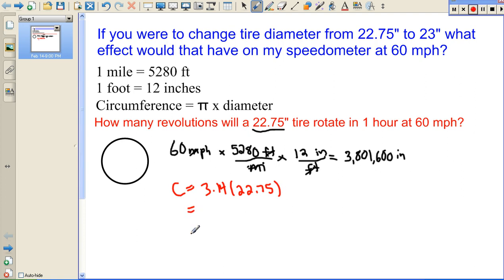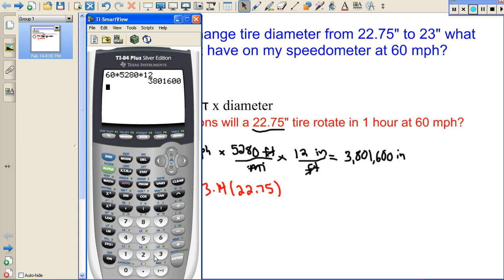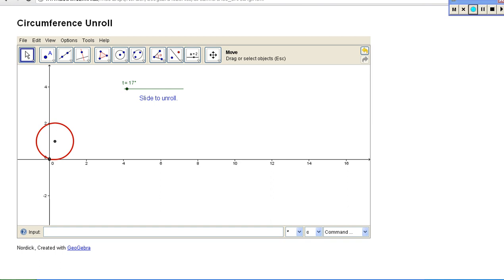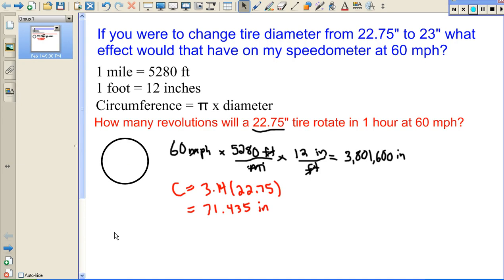And so the circumference, let's calculate that, 3.14 times 22.75 is 71.435. We're not going to round here. We're going to write out all those. 71.435 inches. So what this means is, like with our little example here, every time this tire unrolls, it's going to travel 71.435 inches.